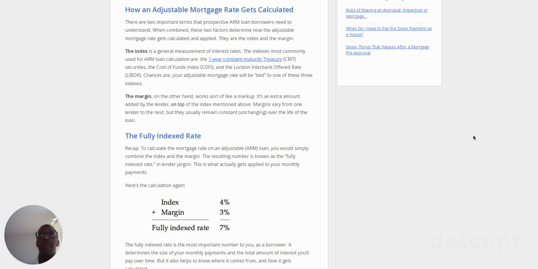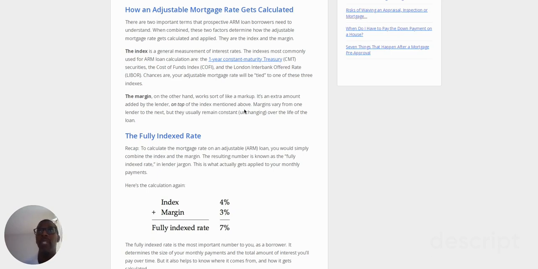All right, let's begin. Adjustable rate mortgages are now becoming a little bit popular because we're seeing those rates coming in a little bit lower than the 30-year fixed. But a lot of people don't understand how these ARM loans work and how they get calculated. So I'm going to explain how these adjustable rate mortgages are calculated.